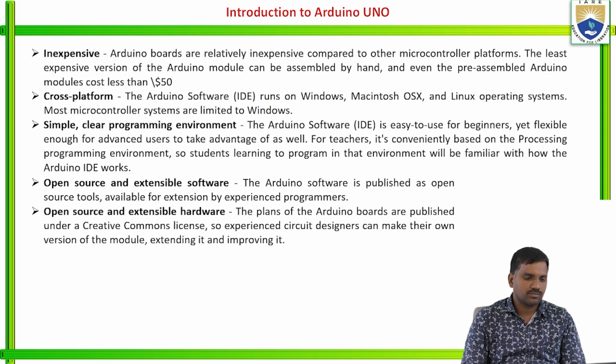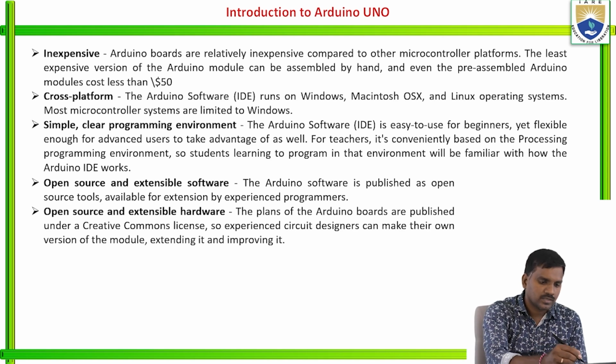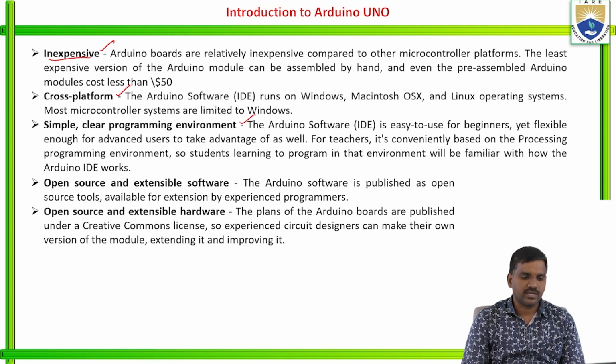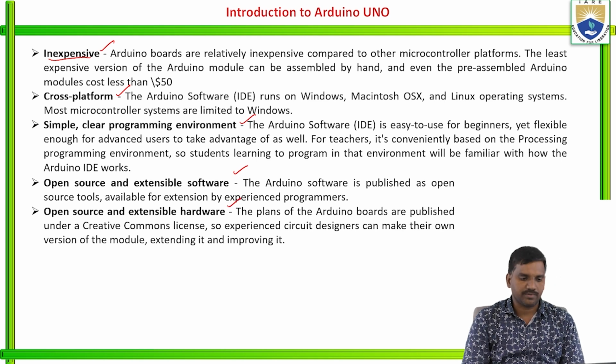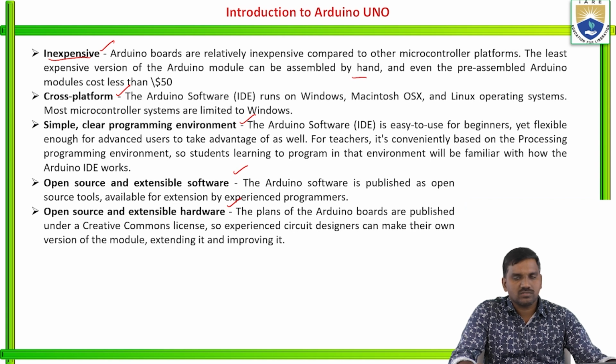Next, the introduction and some applications of the Arduino Uno board. They are inexpensive, cross platform, simple and clear programming environment, open source and extensible software, and open source and extensible hardware. So what is inexpensive? Arduino boards are relatively inexpensive compared to other microcontroller platforms. The least expensive version of the Arduino module can be assembled by hand. Even the pre-assembled Arduino module costs less than $50. This is one of the main advantages of Arduino.